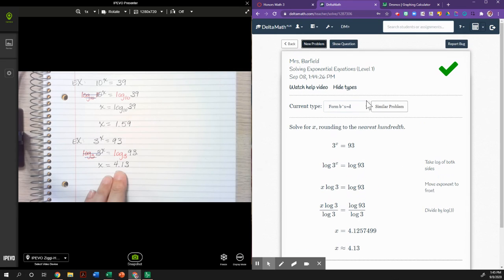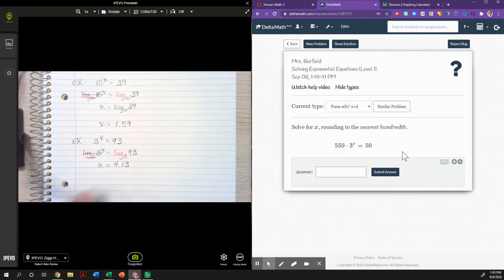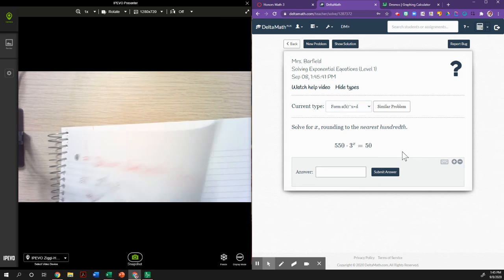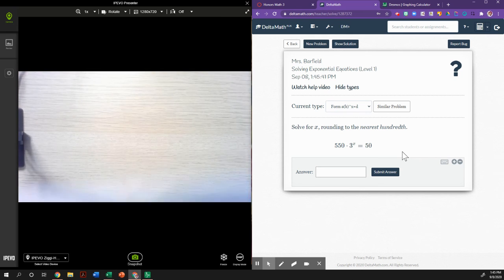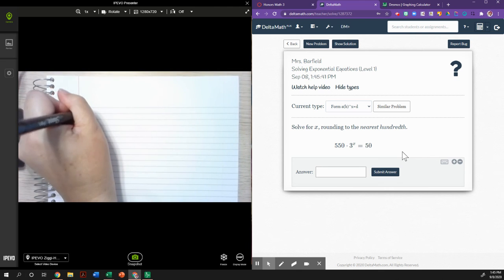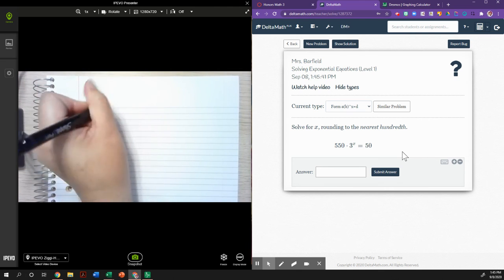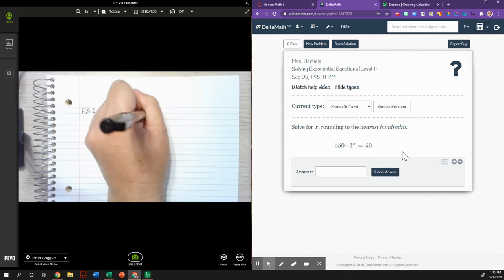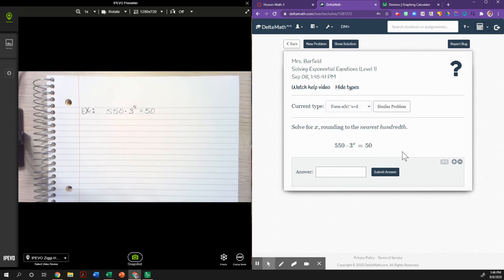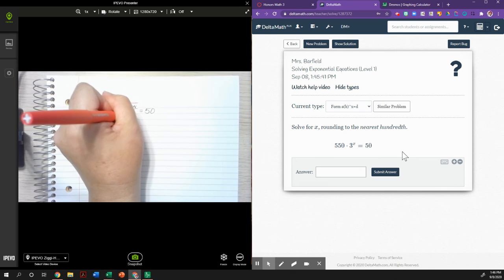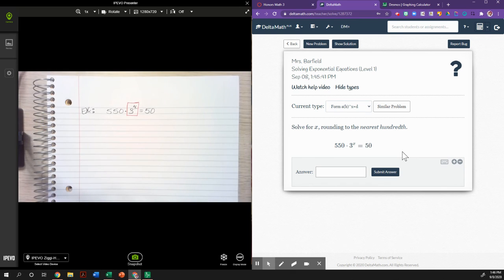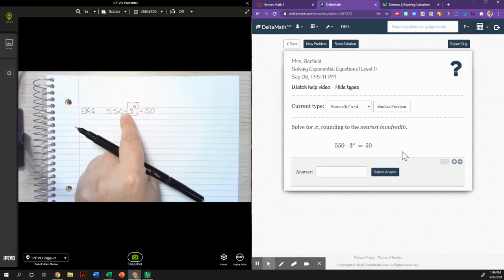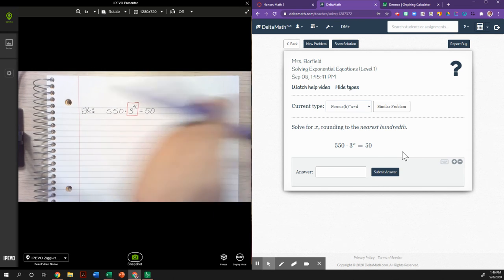Okay. All right, now let me switch to a different form. Now this is not meant to confuse you. All right, so it says solve for x, rounding to the nearest hundredth. So 550 times 3 to the x equals 50. Okay, so to solve, we have to isolate the term that has the variable in it by itself on the left-hand side. So since this is 550 times, I'm going to divide both sides by 550.